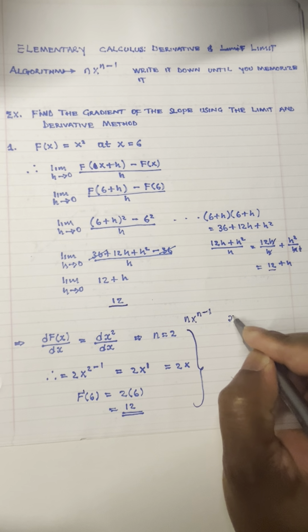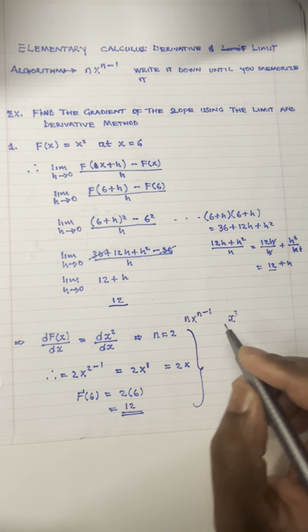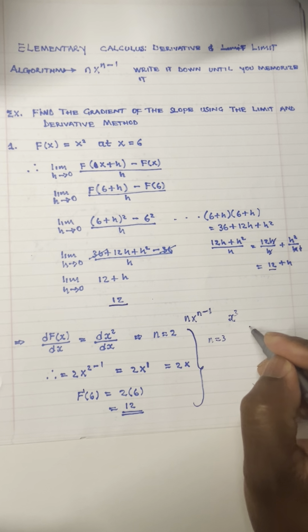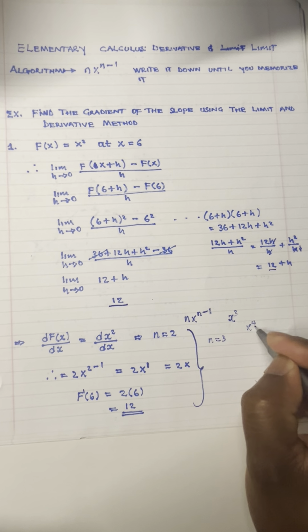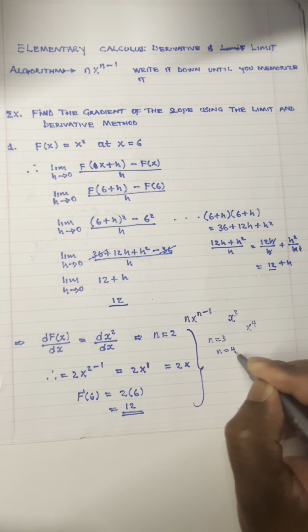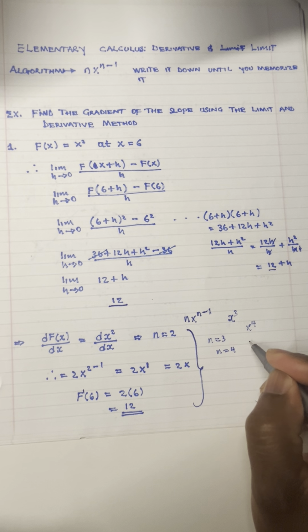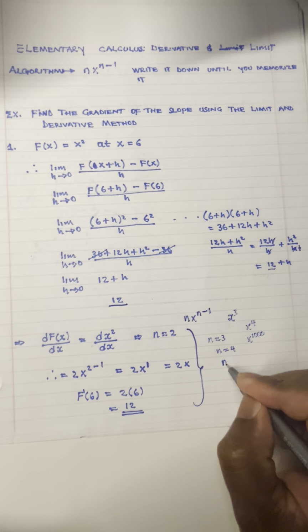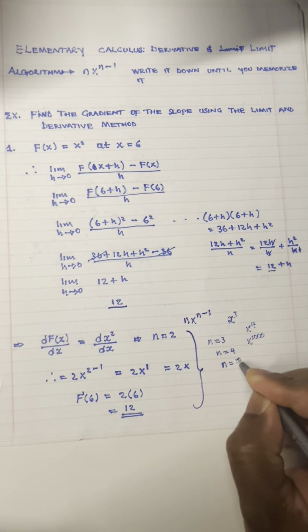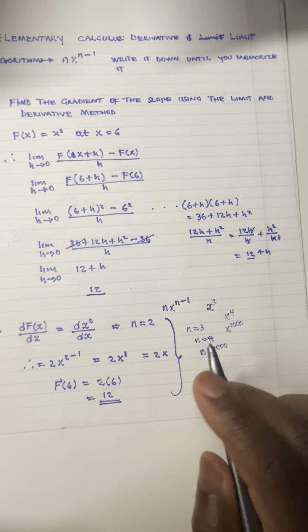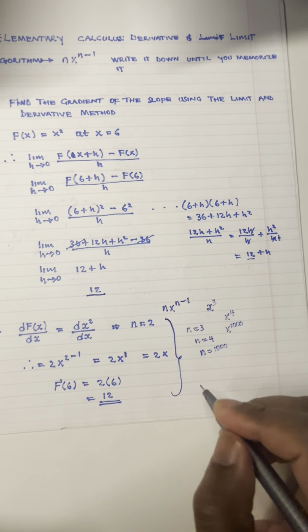If it's x cubed, n equals 3. If it's x to the 4, n equals 4. If it's x to the 1000, n equals 1000, and so forth and so forth. But there's one thing that I should show you.